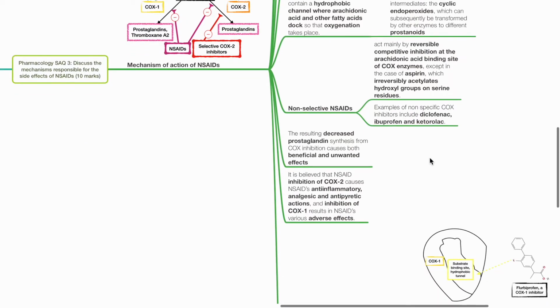Non-selective NSAIDs act mainly by reversible competitive inhibition at the arachidonic acid binding site of COX enzymes, except in the case of aspirin, which irreversibly acetylates hydroxyl groups on serine residues. Examples of non-specific COX inhibitors include diclofenac, ibuprofen, and ketorolac.